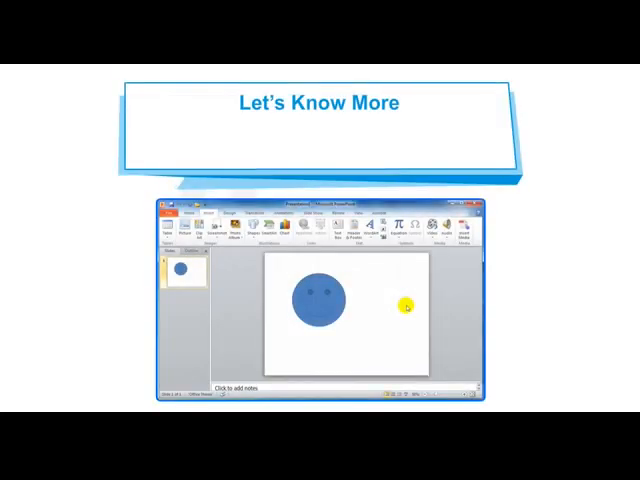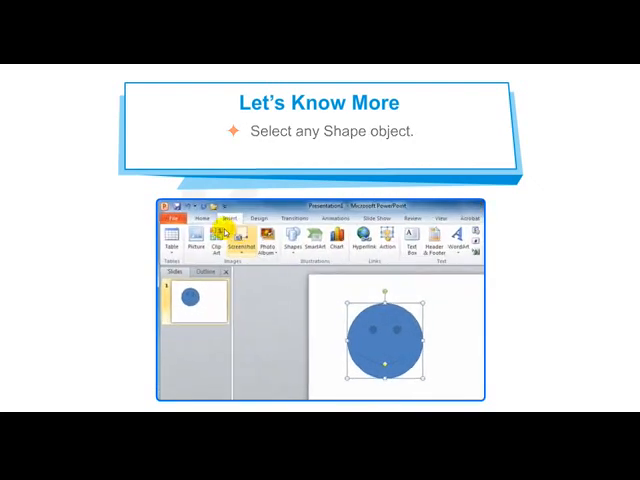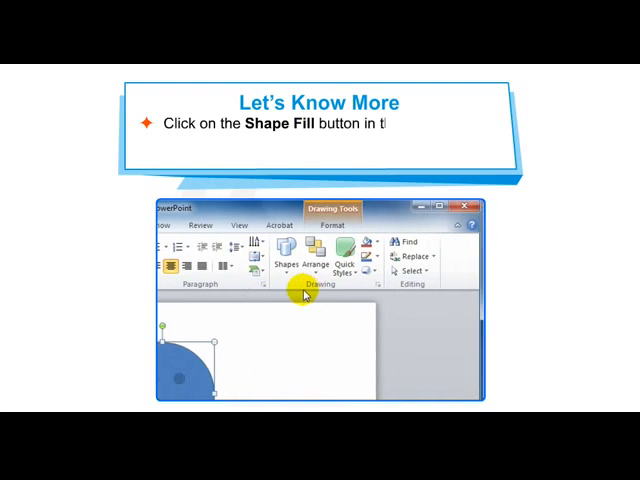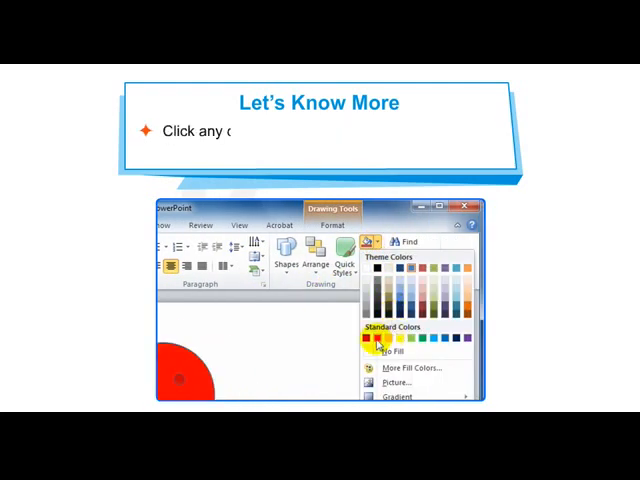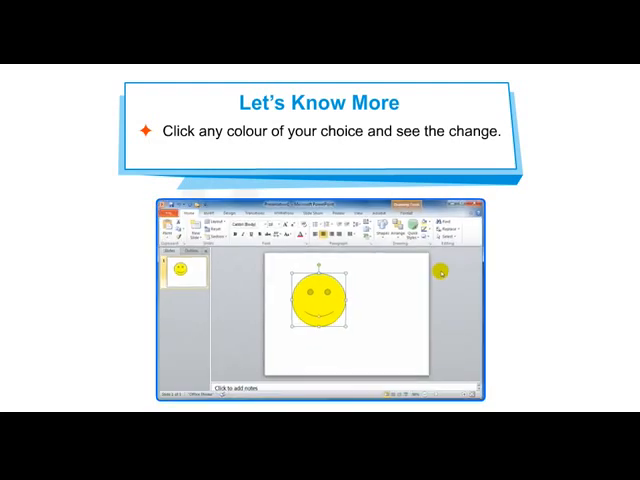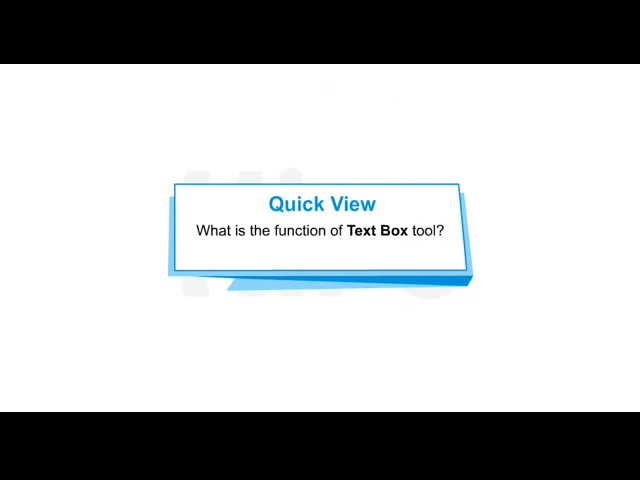Students know the fact that to fill color in a shape object, select any shape object. Click on the Shape Fill button in the Drawing group on the Home tab. Click any color of your choice and see the change. Students, can you tell me what is the function of Text Box tool?